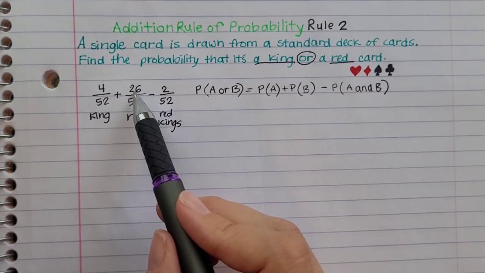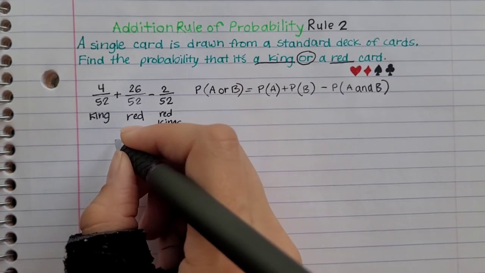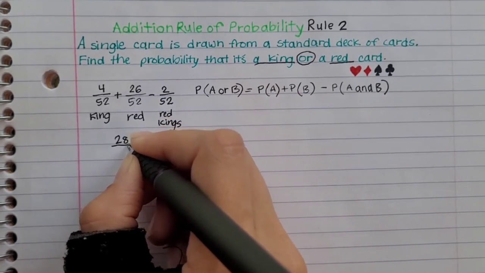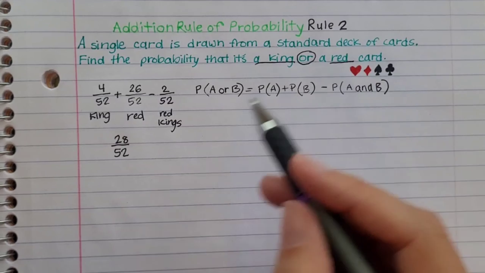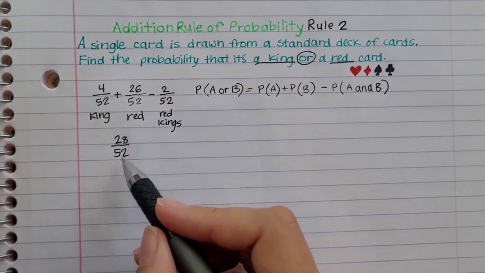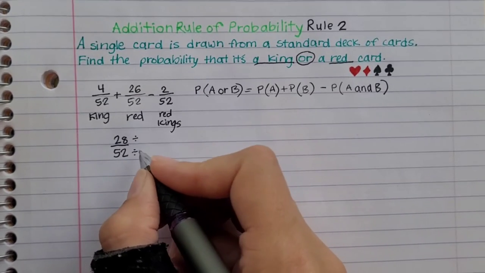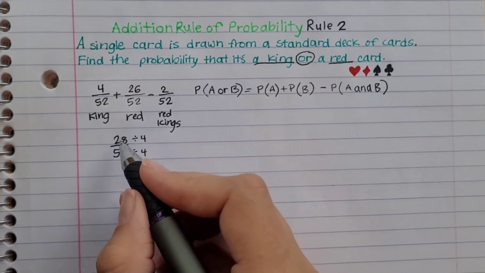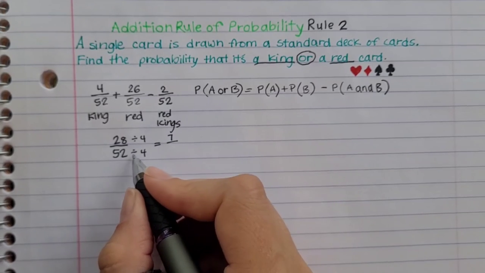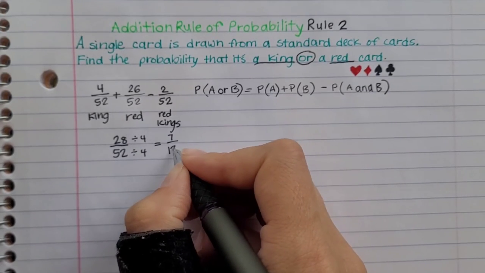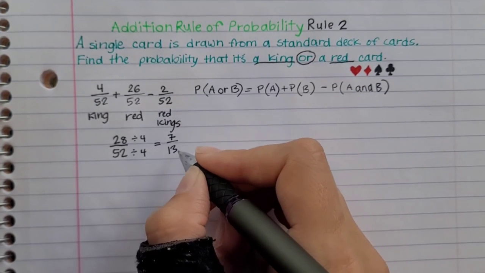So now we will just do the math, add our numerators and fractions. 4 plus 26 is 30. 30 minus 2 is 28. So it comes to 28 over 52 as our probability of drawing a king or a red card. To simplify this, we can divide both by something that goes into both of them, which is 4. 28 divided by 4 equals 7, and 52 divided by 4 is 13. So our reduced fraction is 7 over 13.